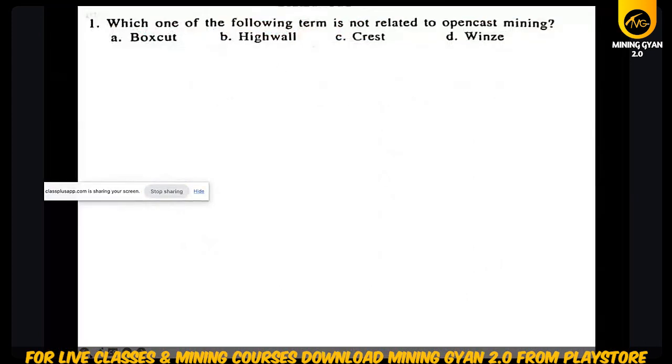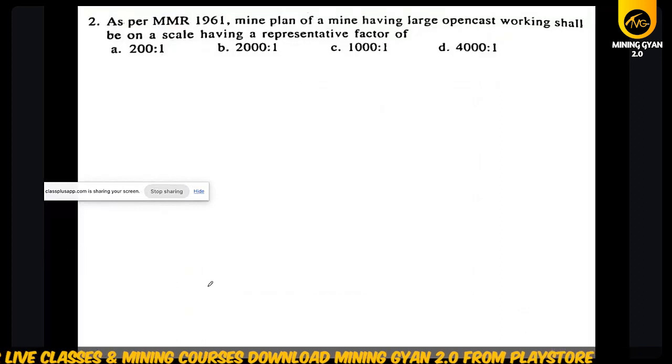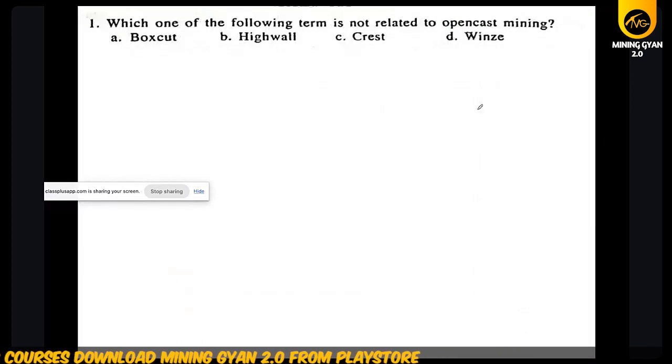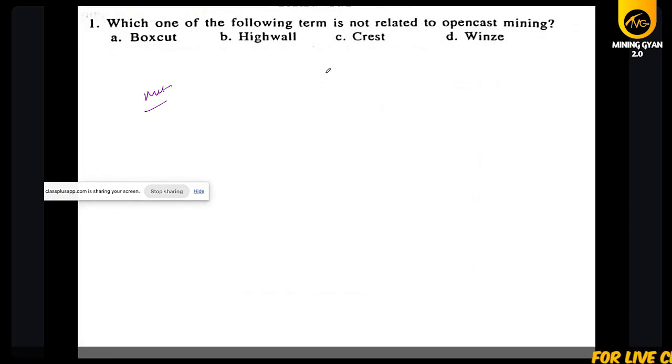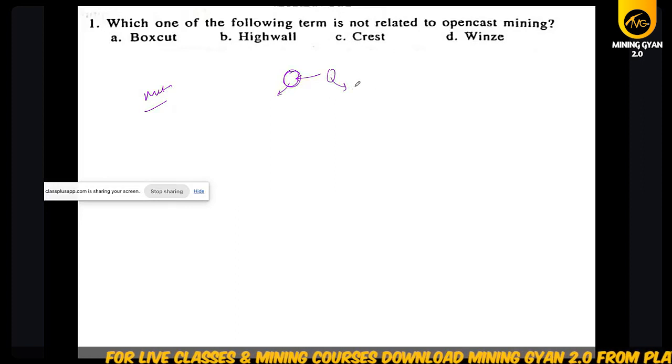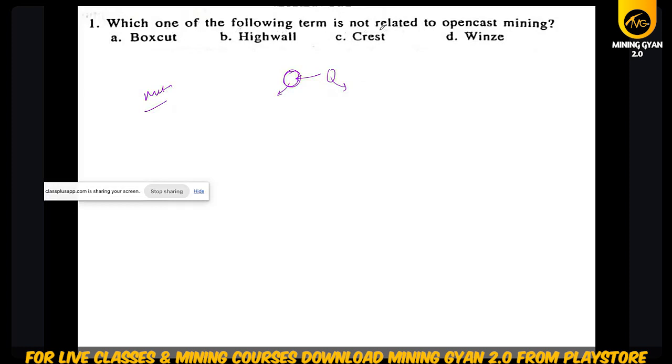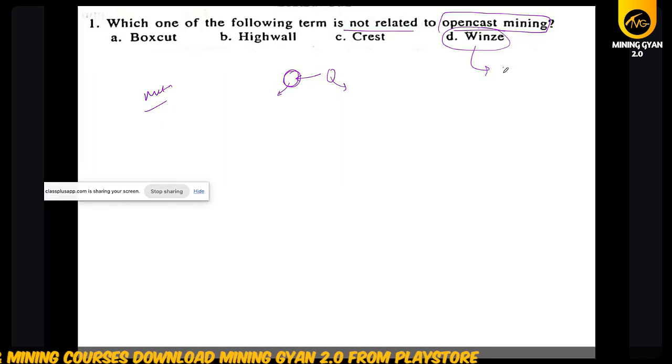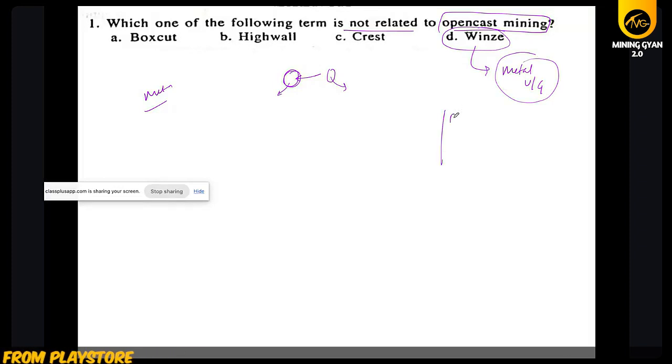I told you that it doesn't matter whether sometimes you are reading for metal or coal, because they may ask you a few terminologies of coal and a few of metal, and ask which terminology is related to underground coal mines and which is for open cast coal mines. So in this question he has asked which one of the following terms is not related to open cast mining. We had seen the winze. Winze is for metal underground. Rise and winze we had read.